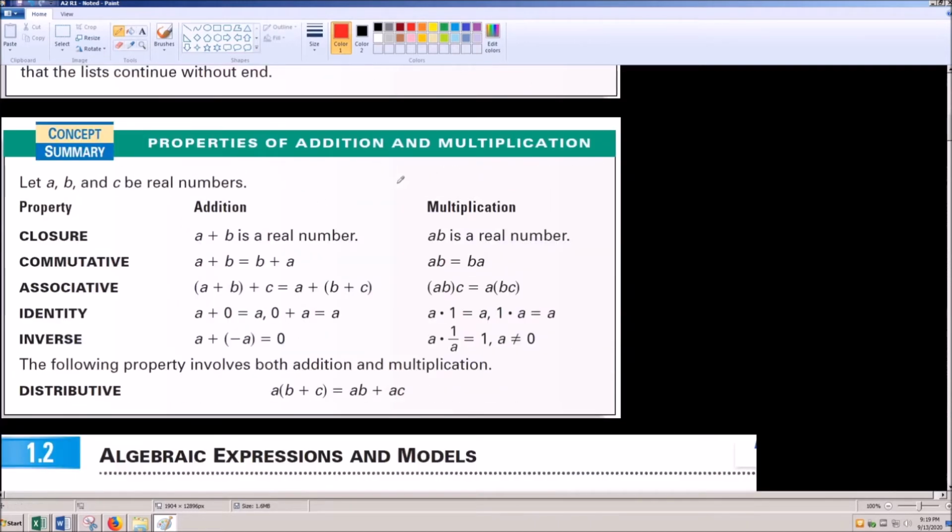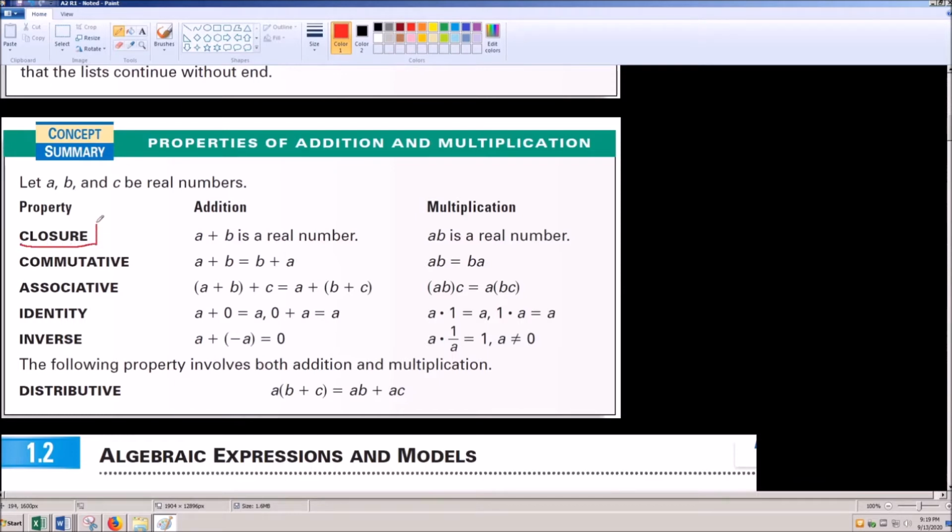When we're looking at properties for addition and multiplication here, we want to talk about the different properties we have. So this is different if I were talking about subtraction and division. Okay, so just keep in mind that we're referring to addition and multiplication here. The first one we're going to look at is closure.